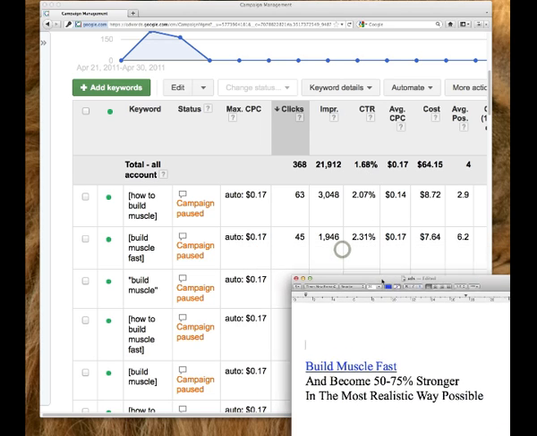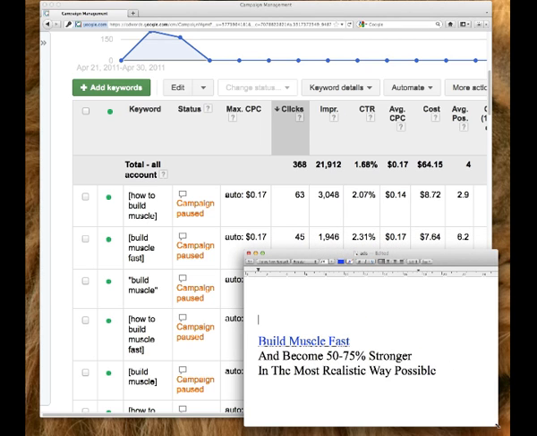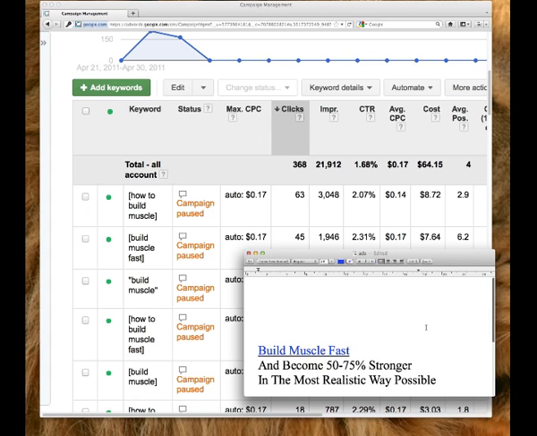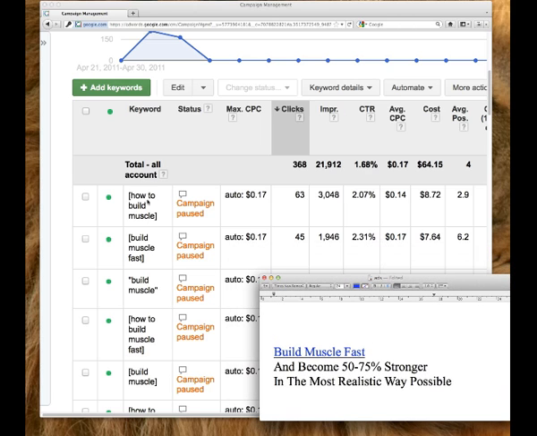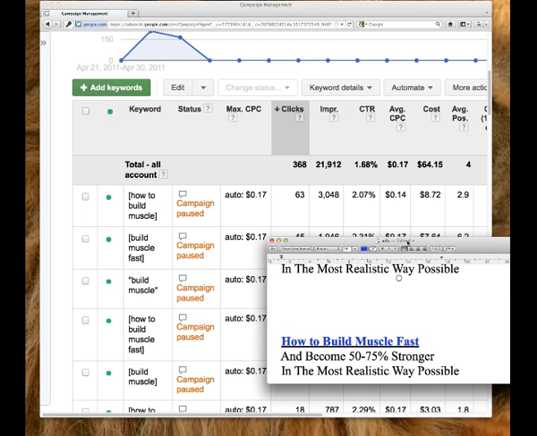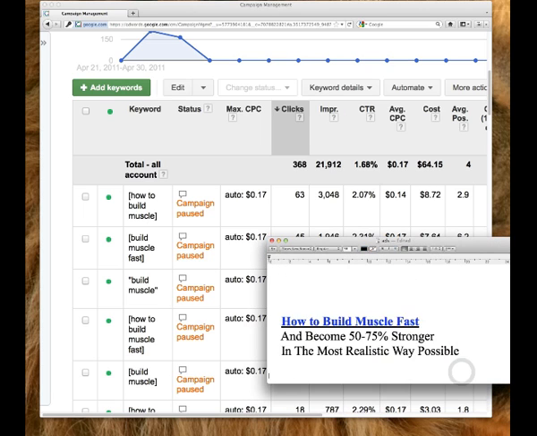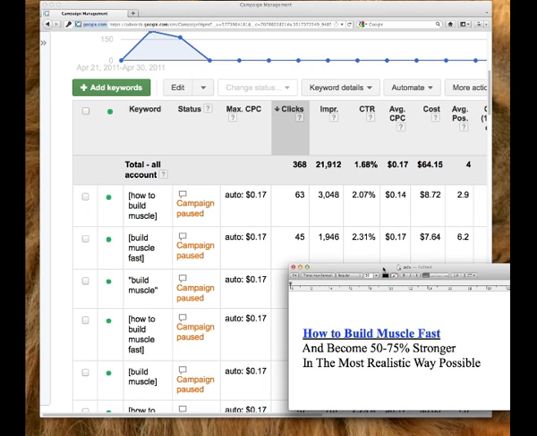So what can we do to pretty much instantly improve our click-through rates? Instantly improve our ad's performance. What we can do is write an ad that's better targeted at our highest exposure keyword. So here it is. How to build muscle fast. Now, what do you think is going to happen when instead of targeting our second highest performing keyword, we target our first highest performing keyword? Of course, our click-through rate is likely to increase.